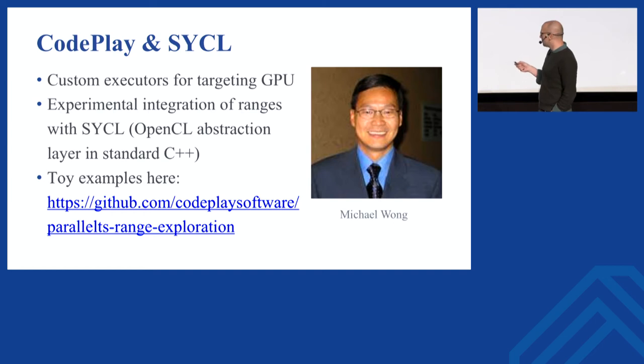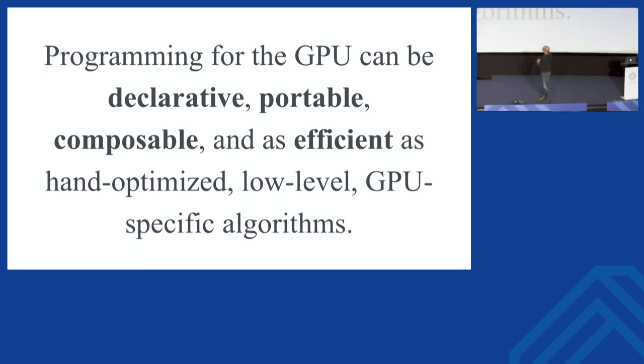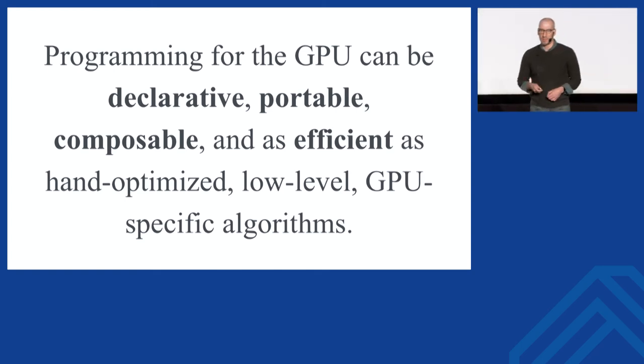And they already have some experimental code that you can go look at and play with on GitHub. And it's a range layer built on top of their SYCL technology, which is kind of pure C++ extensions on top of OpenCL. So they're going to be bringing a paper forward to the C++ Standardization Committee. It's very exciting work. Okay. Programming for the GPU can be declarative, composable, and as efficient as hand-optimized low-level GPU-specific algorithms. So this is really cool. And this is the power of a really nice, clean, simple abstraction.